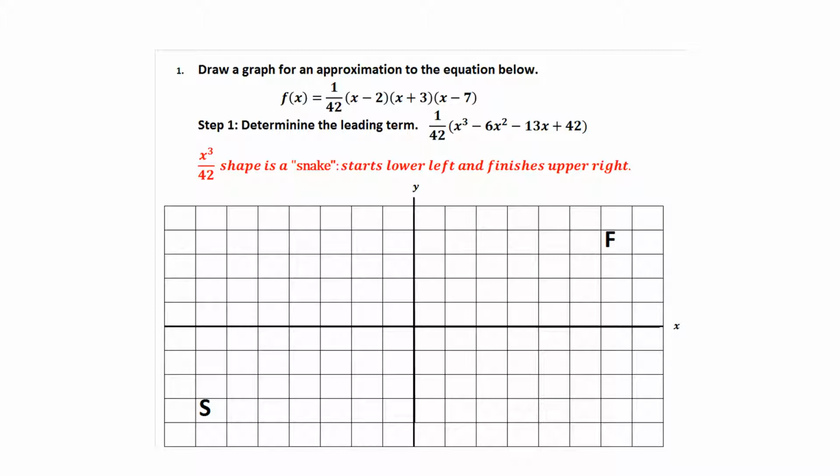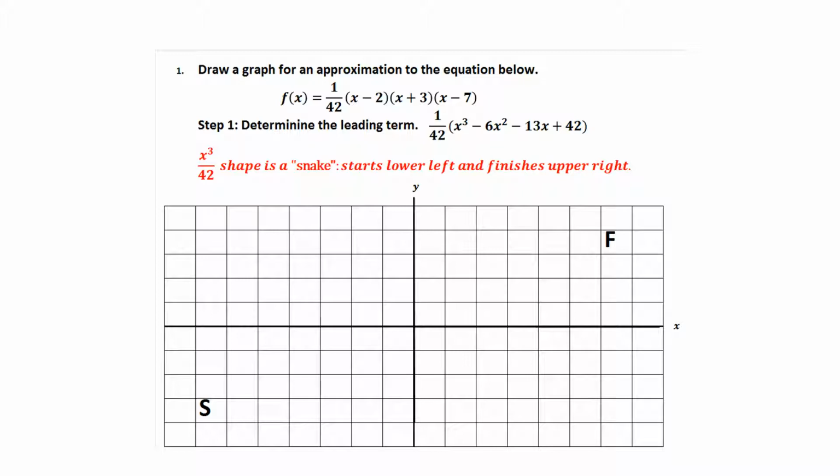Here we have an equation. We could say y is equal to f of x is equal to 1 over 42 times x minus 2 times x plus 3 times x minus 7. We're to draw an approximation. We'll focus on step 1, determine the leading term.